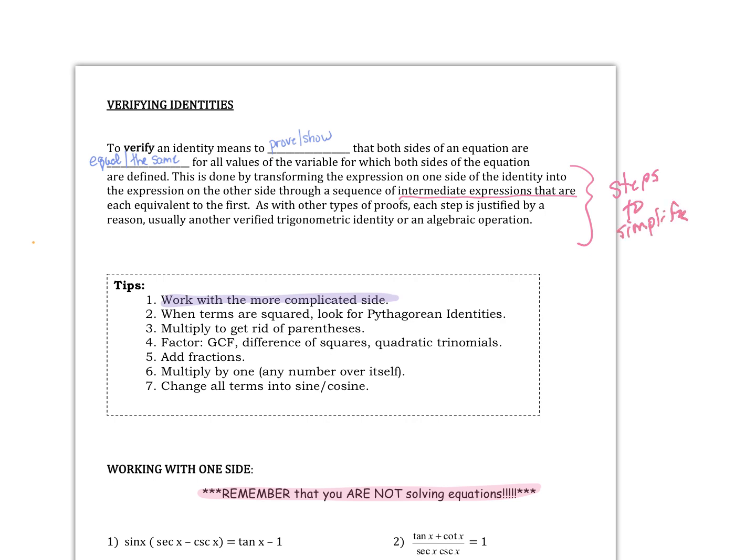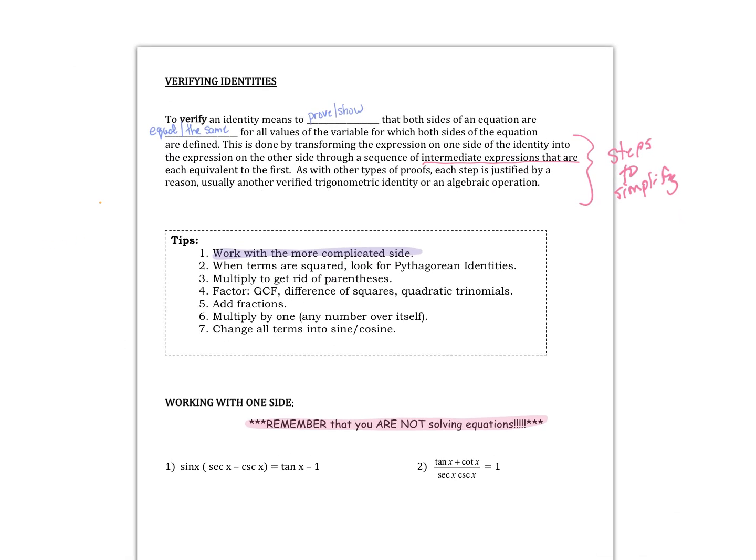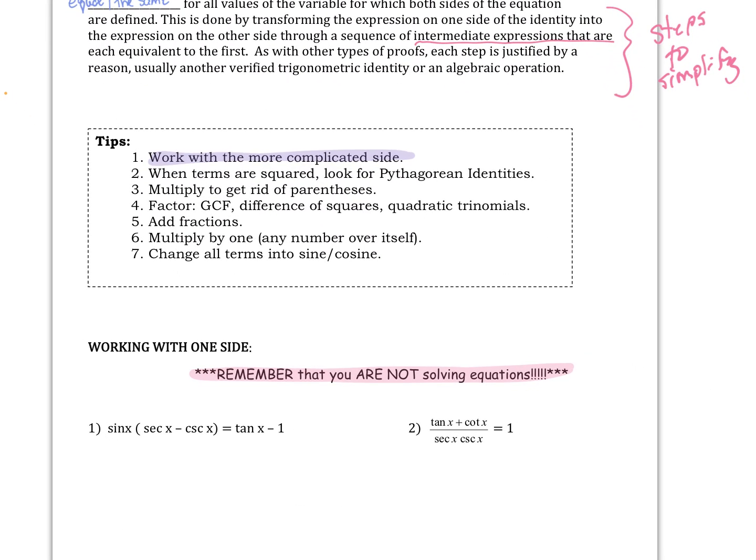Okay. All right. So some tips. You've seen a lot of these already. If you notice, number 2 says when terms are squared, consider Pythagorean identities. Multiply to get rid of parentheses. Factor. We may have to do some factoring. We may have to add some fractions or multiply, do some dividing. We know to change everything into terms of sines and cosines.